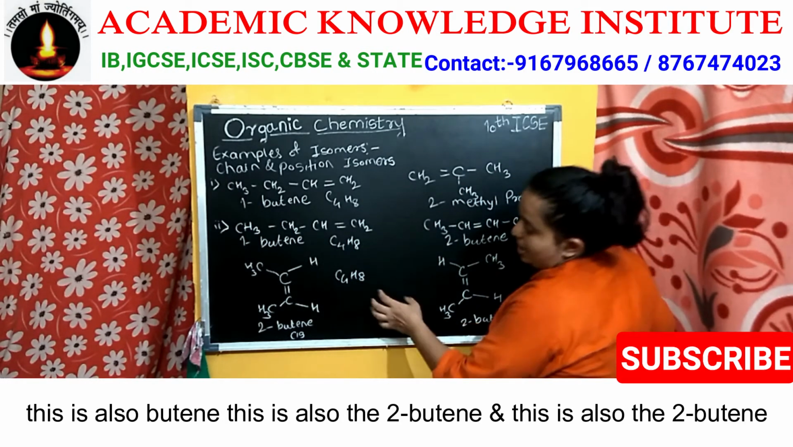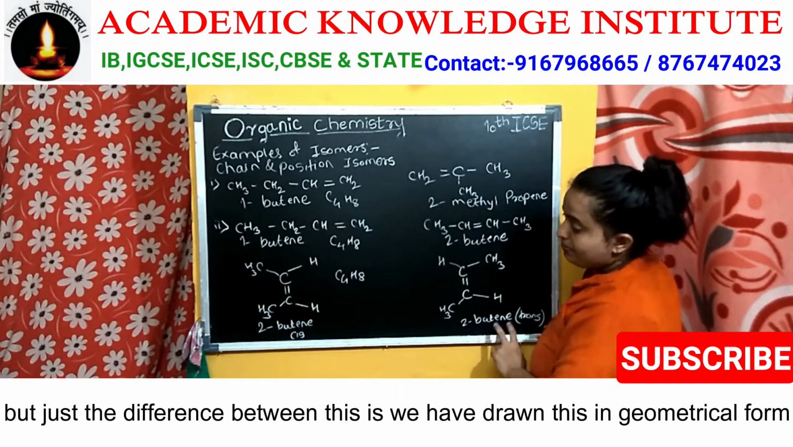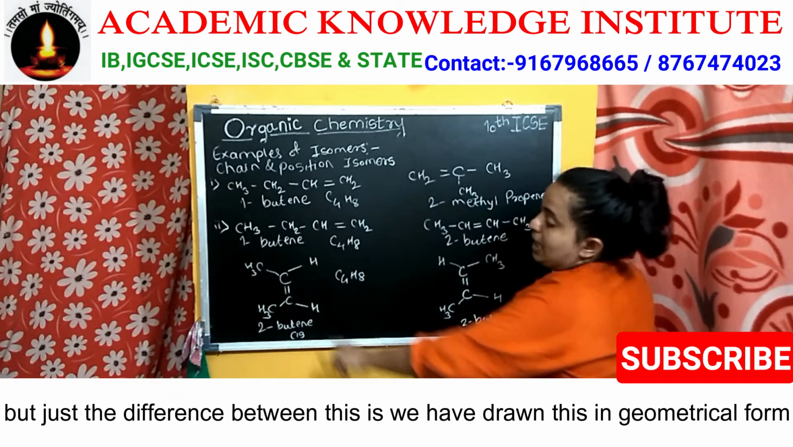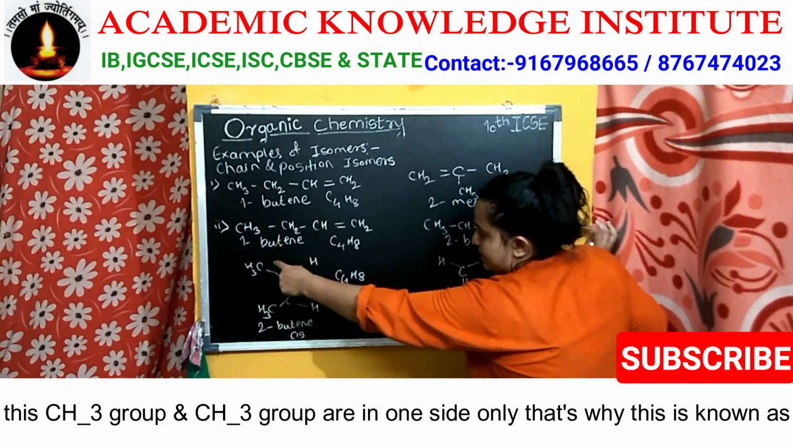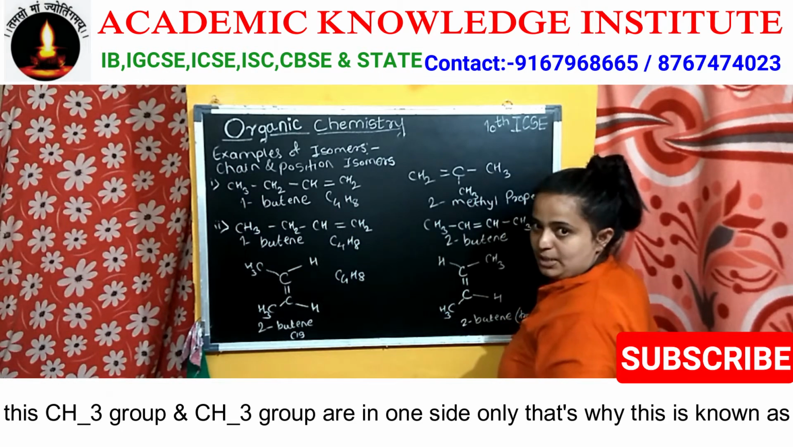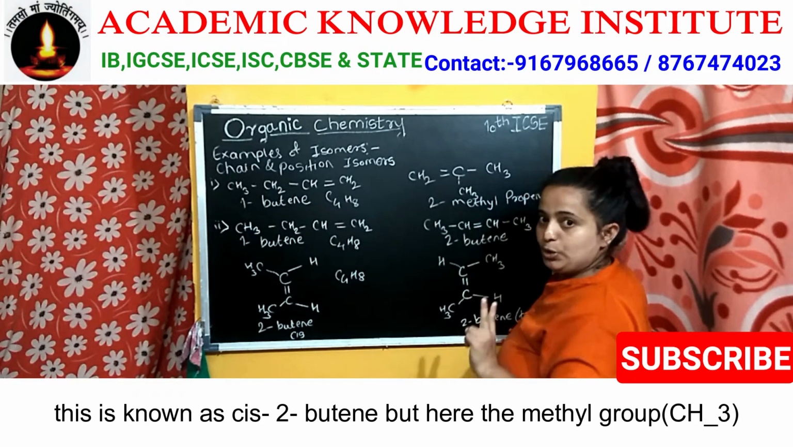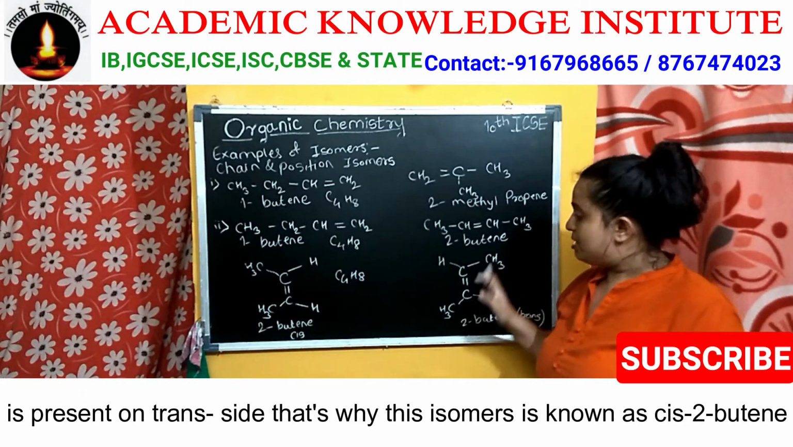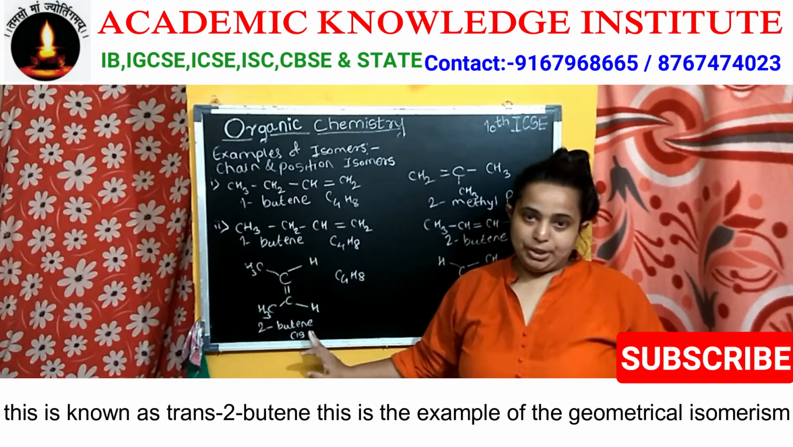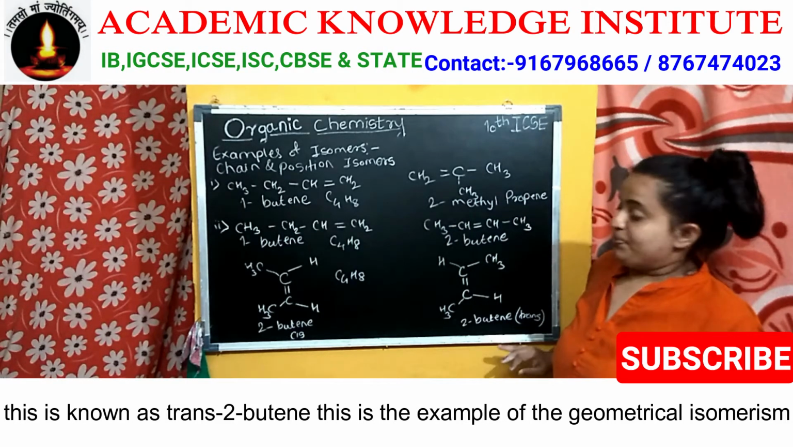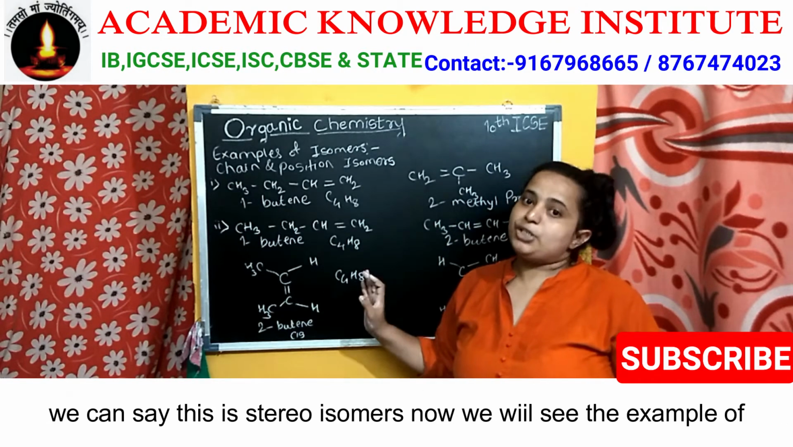And then see, this is also butene. This is also 2-butene. This is also 2-butene. But the difference between these is that we have drawn them in a geometrical form. Here this CH3 group and this CH3 group are on one side only. So that's why this is known as cis-2-butene. But here the methyl group is present on the trans side. So that's why this isomer is known as trans-2-butene. This is an example of geometrical isomerism, and we can say that these are stereoisomers.